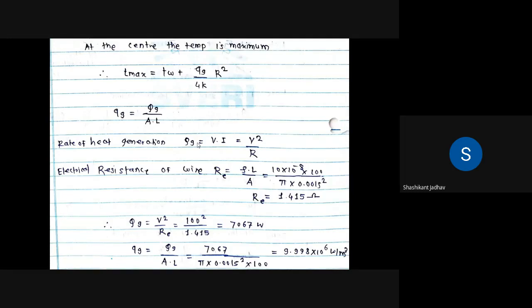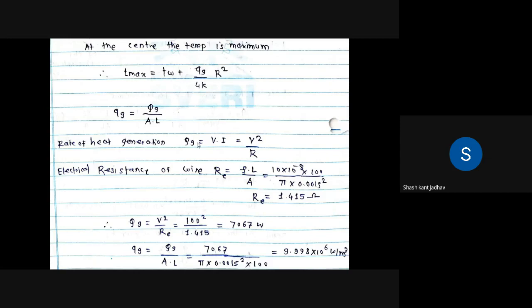But we have to calculate the value of small Qg, that is in watt per meter cube. So therefore, what is the equation? Small Qg is equal to capital Qg by volume, which is nothing but area into distance. So therefore, A into L. Okay, capital Qg सगळ्यांनी calculate केले का? Capital Qg is equal to V square upon R. So 100 square upon 1.415. Okay, so from that we get the value of capital Qg.